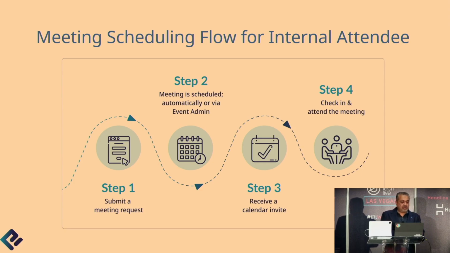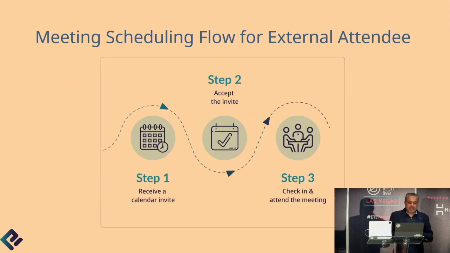Once it is scheduled, the internal attendee and all the other attendees that are part of that meeting receive a calendar invite. Once that's done, at the time of the event, all they have to do is show up, and they get checked in and attend the meeting with the client. How does it work for the external attendees?